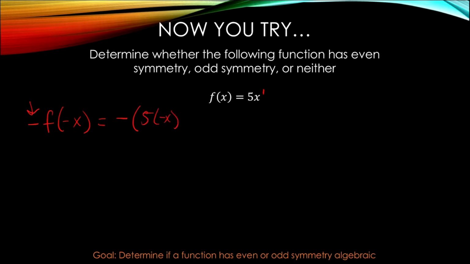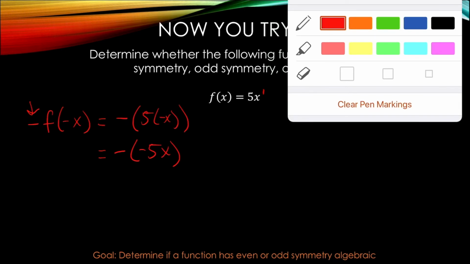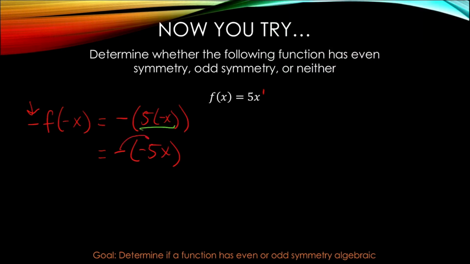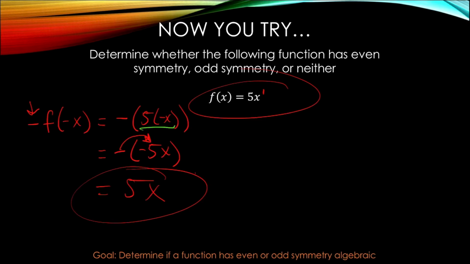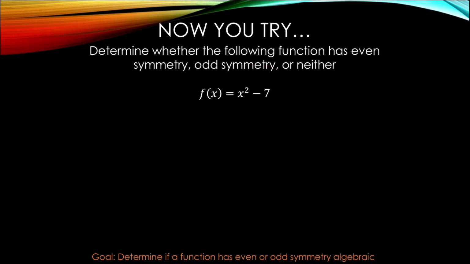5 times negative x. Then we get negative of negative 5x. So I'm doing this inside part first. Distribute that negative here, and I get a positive 5x. We're good. Those are the same, so we know it's odd. Okay, next one. Please pause the video, try it on your own.